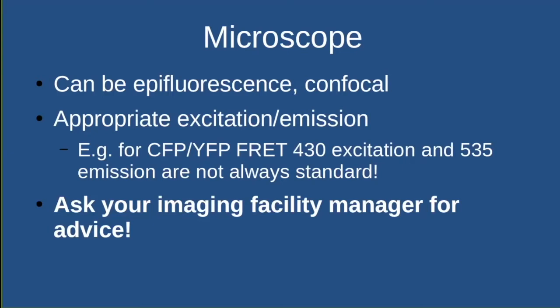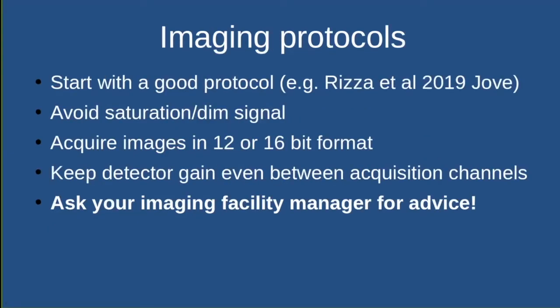Once you've got your biosensor and you've got your microscope and you know that the two together will work, it's a good idea to have a look at some of the imaging protocols that are out there already. And I can really recommend this one by Annalisa in our group for CFP, YFP imaging. They will describe a lot of the pitfalls that people regularly fall into with these different biosensors. Things you need to be careful of, for example, are avoiding saturation or dim signal in your samples and avoiding misinterpreting that. Make sure you acquire images in the highest bit rate possible, so they're more quantitative, so 12 or 16 bit is normal, and try to keep your detector gain even between acquisition channels.